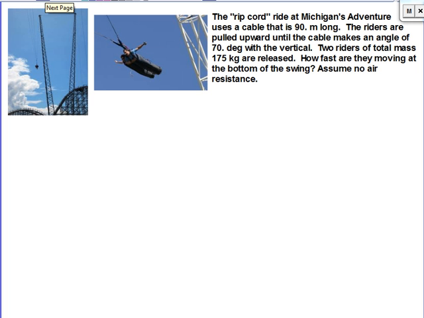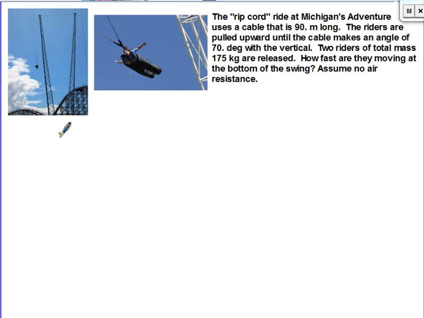Riders are pulled upward until the cable makes an angle of 70 degrees with the vertical. 2 riders of a total mass 175 kilograms are released. And how fast are they moving at the bottom of the swing? Assume no air resistance. So again, that allows us to use conservation of mechanical energy to solve this kind of problem. I'm going to draw a little sketch here, and this is going to involve a little bit of trigonometry.